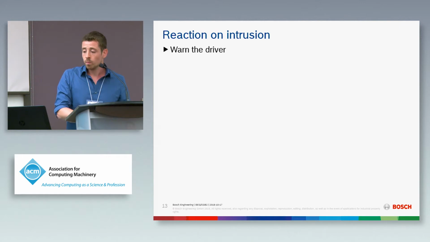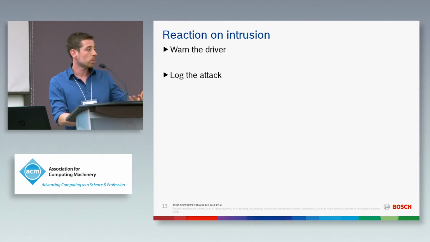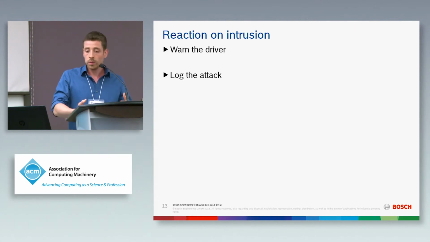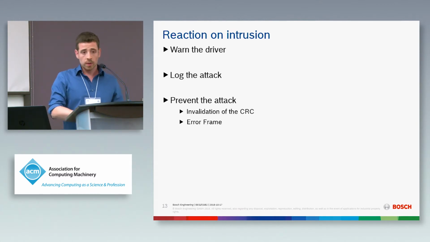Now the question is, what do you do if you detect an attack? You can warn the driver, but what if false positives occur? That's annoying, and it's still an open question in the automotive area what to do. You can log the attack, and if you visit a workshop, someone can read the log and send it to the manufacturer, for example, to fix possible vulnerabilities. Or you can try to prevent the attack.